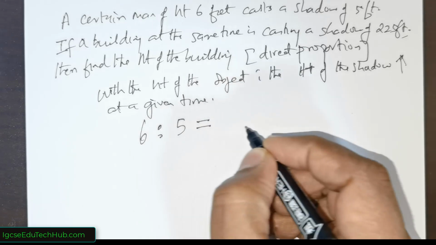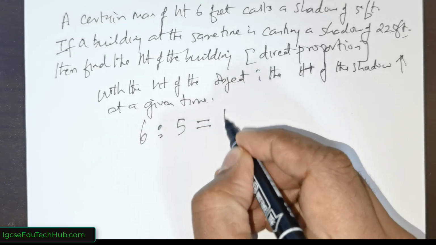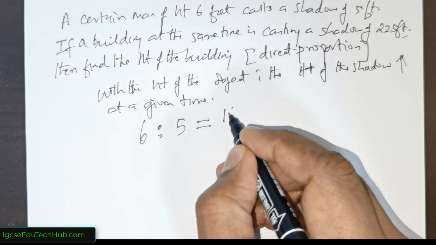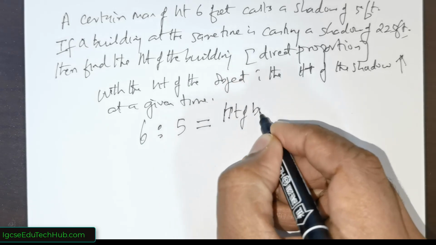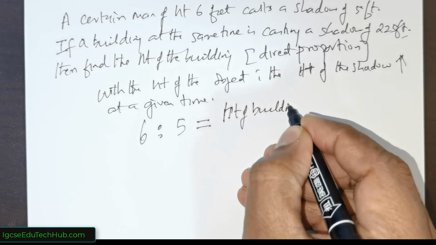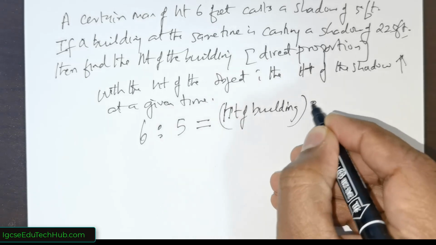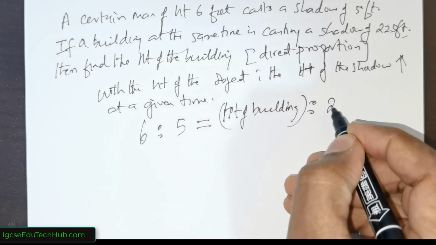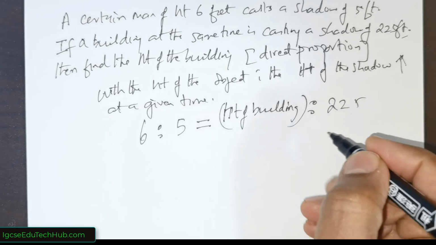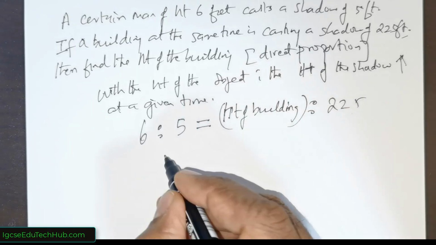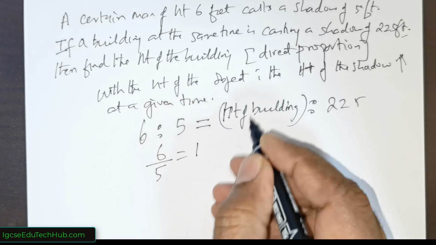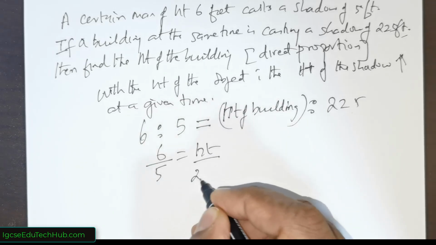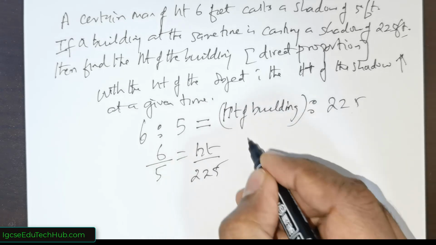and this is equated to a building. Let me take the height of the building, height of building, and this is casting a shadow of 225 feet. We expect you to find the height of the building. So I can rewrite this as 6 divided by 5 is equal to, say, height is ht divided by 225.